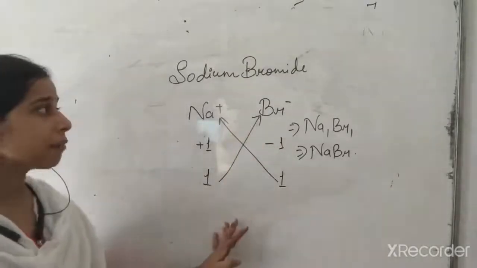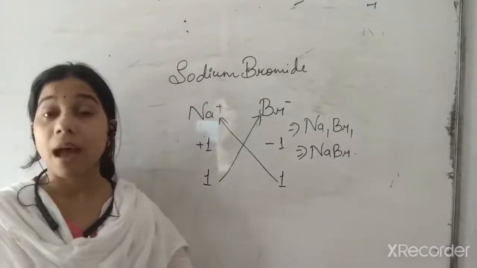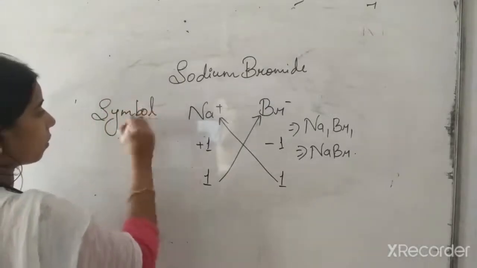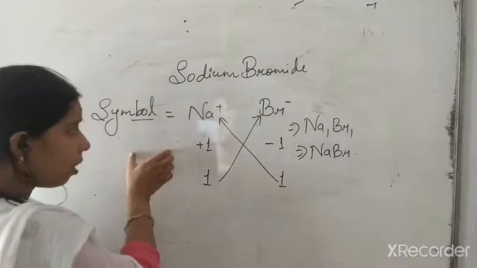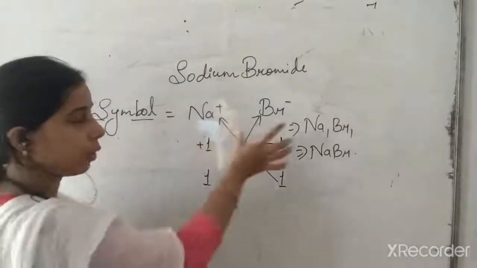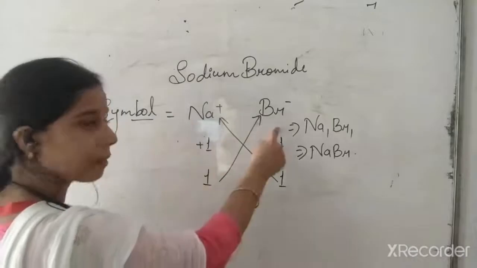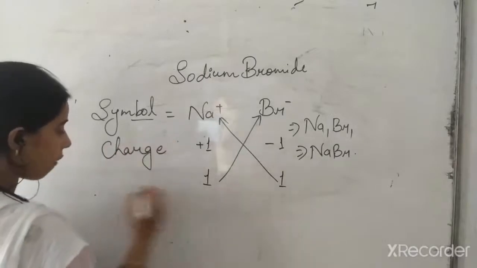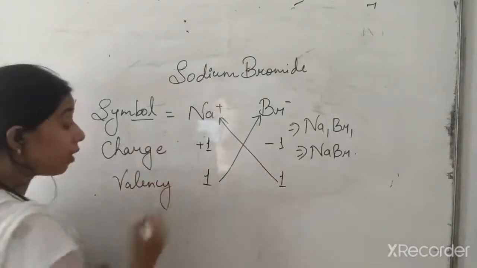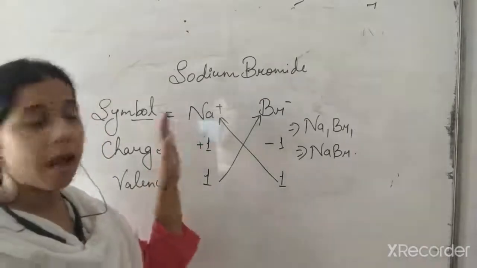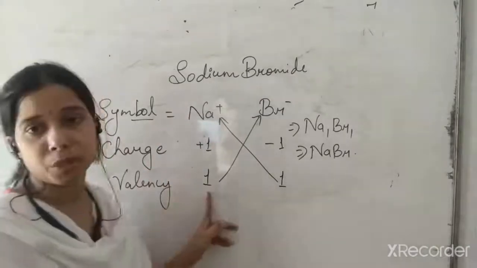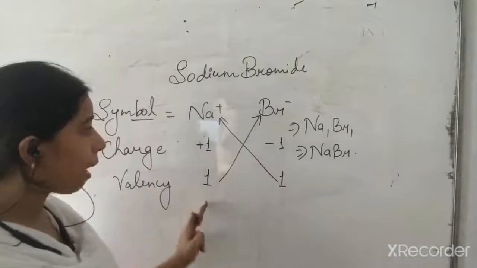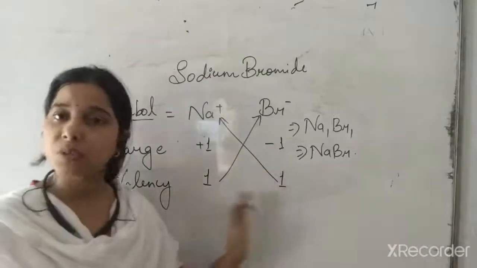So you have seen, students, one thing I was doing while making the formula. If you have to find the formula of any compound, at first you will write the symbol, whether it is an anion or cation, whatever you have taken. Then if it is an ion, you will write the charge, and finally the valency. You will write the valency of that particular element just below it. Sodium valency is 1, bromine valency is 1.